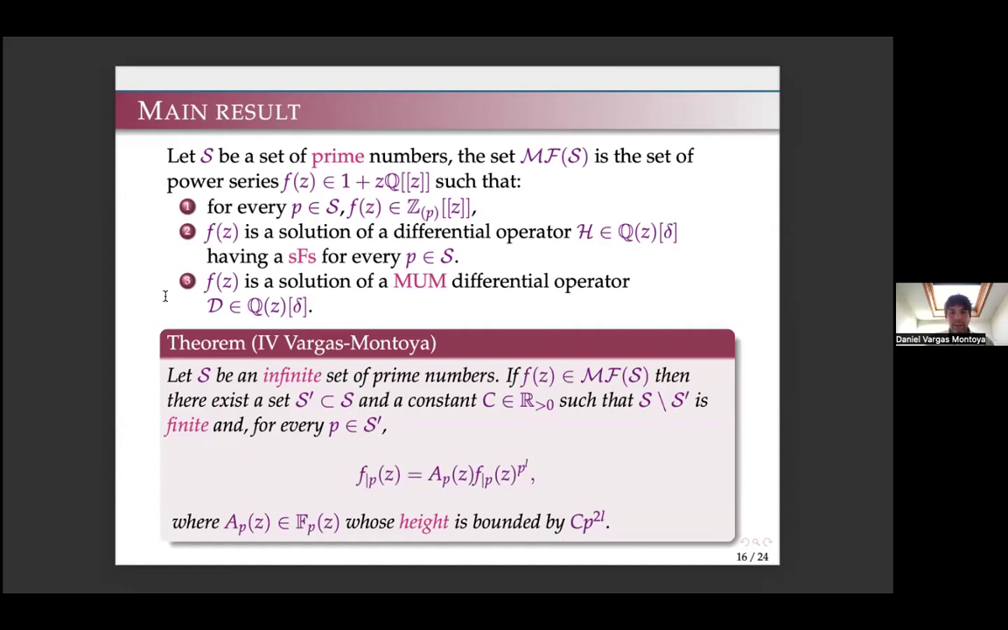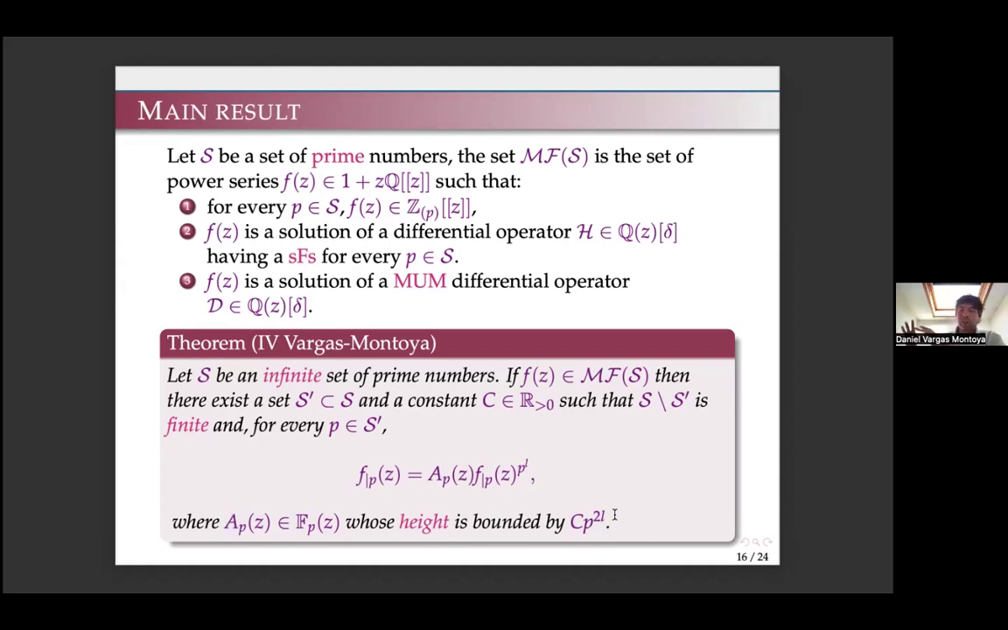We suppose that S is a finite set of prime numbers. So we take F inside MFS. Then there exists an S' inside S and a constant C bigger than 0, such that S minus S' is finite, and for every p in S', we have this equality. It means that F modulo p is equal to A_p times F modulo p to the power p^l, where A_p is, of course, a rational function, and the height of A_p is bounded by C times p^(2l).